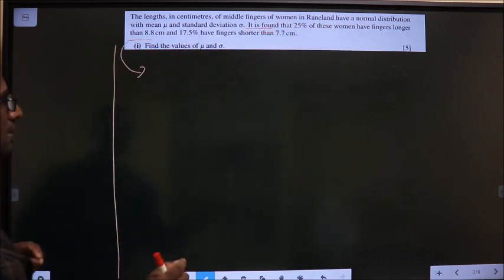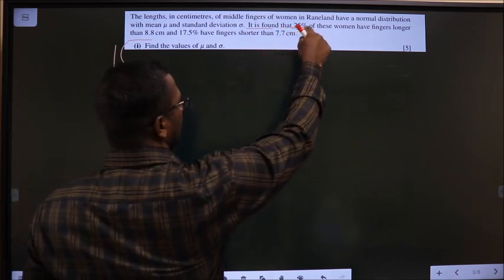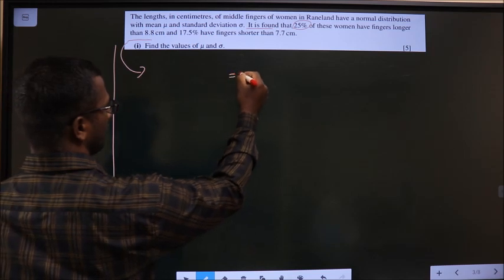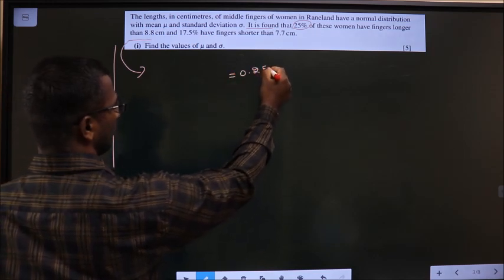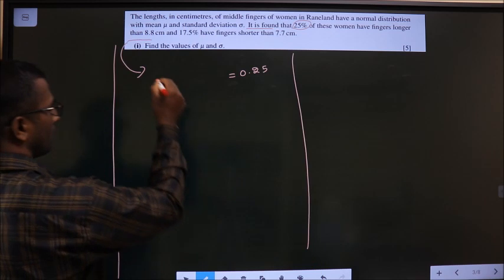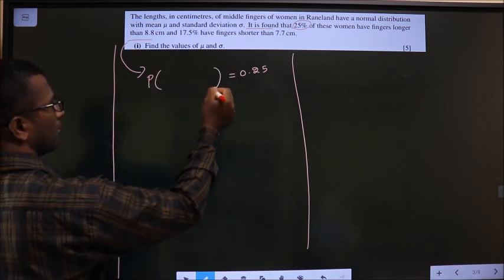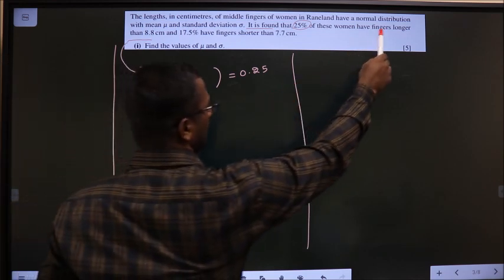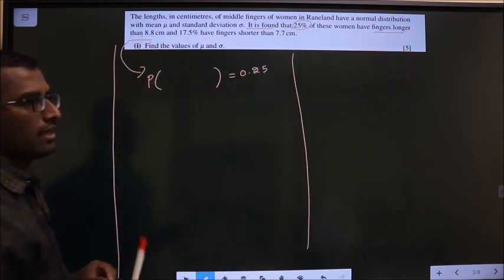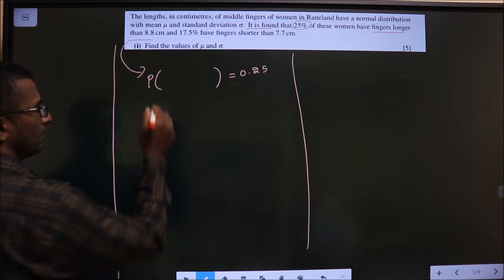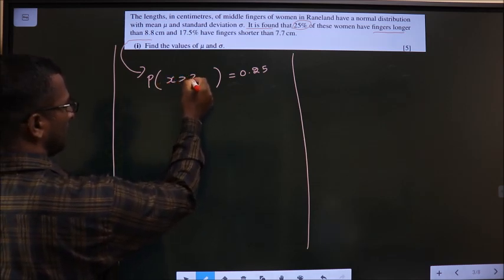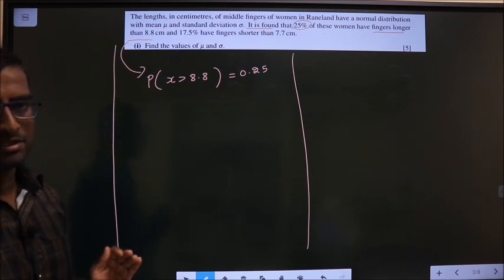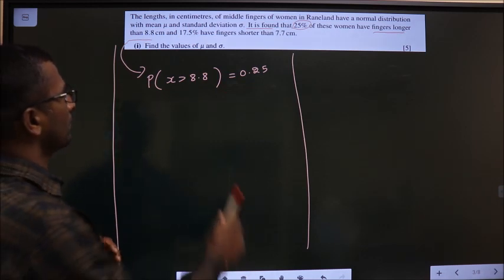See, here 25% is the probability. So 25% is nothing but 0.25. So P, what condition will I write here? That will be decided by this one. Fingers longer than 8.8. That means x greater than 8.8 is nothing but this. Understood? Next.